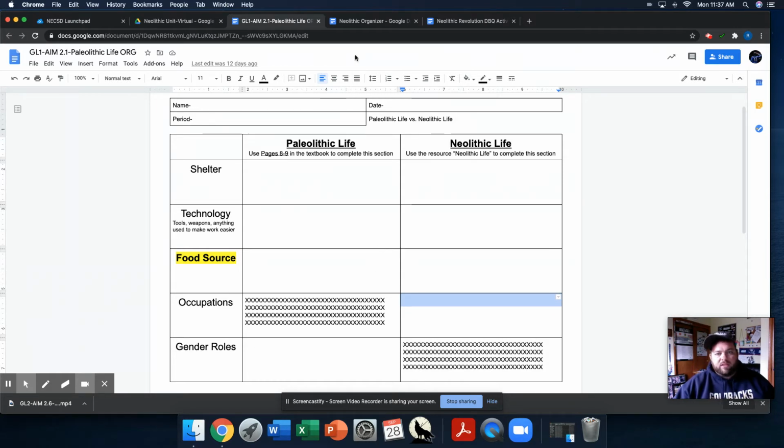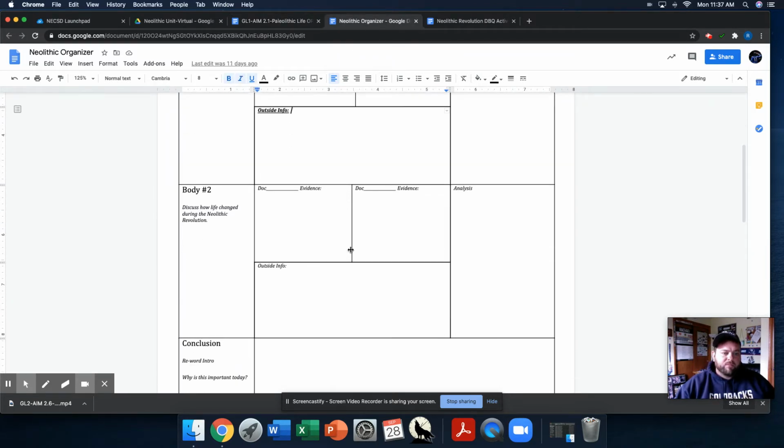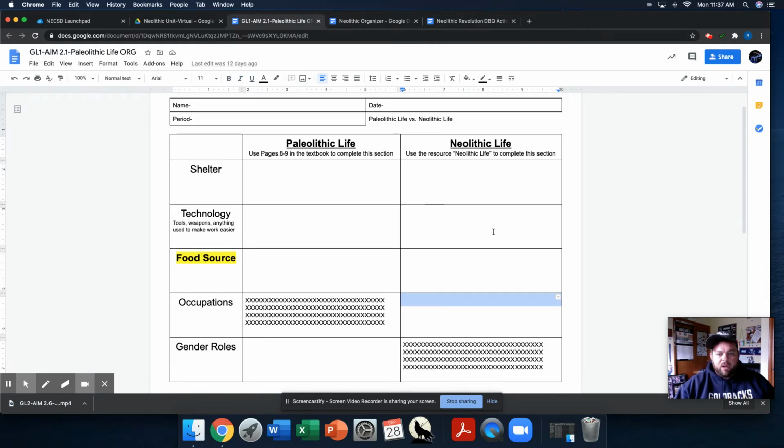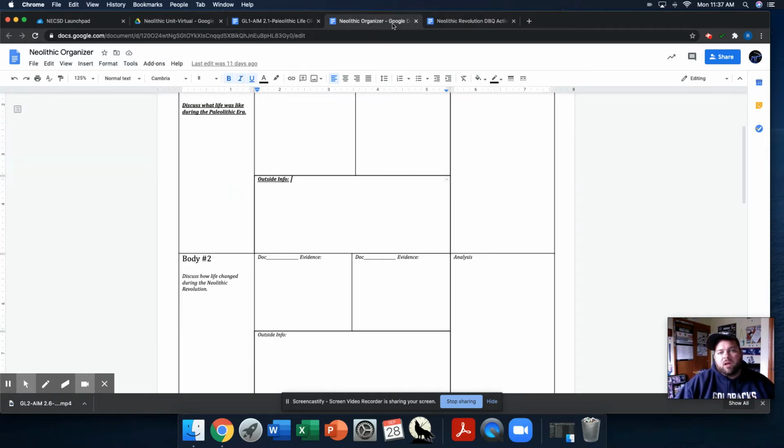And then when you move on to discuss the Neolithic era, in the second body paragraph, I expect to read about shelter, technology, food sources, and occupations in Neolithic life. So when we talk about satisfying the requirement to address all aspects of the task, you guys talked about how the difference between a poor DBQ and a good DBQ oftentimes was the amount of detail that's included. This is what we're talking about here.